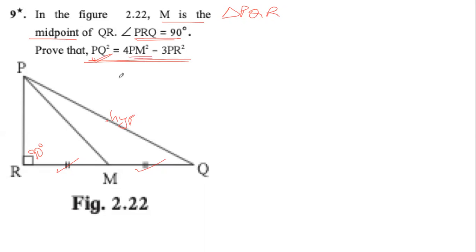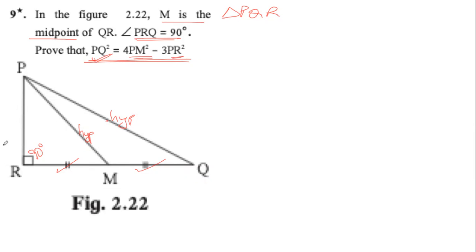Second one is PM. What is PM? It's another hypotenuse. And the question relates to length of the hypotenuse. So clearly, this is something about Pythagoras theorem. And PR is just one side, which is common to both the triangles. So if we understand these things, if we think like this, then we already know that we need to use the Pythagoras theorem.